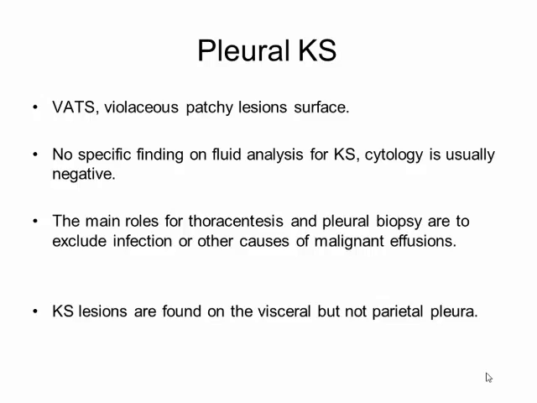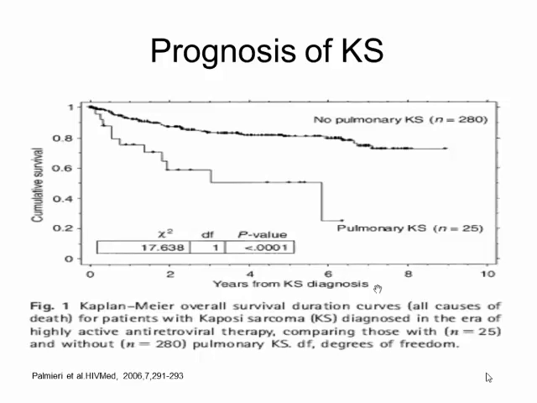So the main role of thoracentesis will probably be to rule out infection. If you catch a cancer other than Kaposi sarcoma, you might catch a lymphoma. If you do a cytology, you're not going to be able to diagnose Kaposi sarcoma. You'll find the lesions on the visceral, not the parietal, part of the lung.